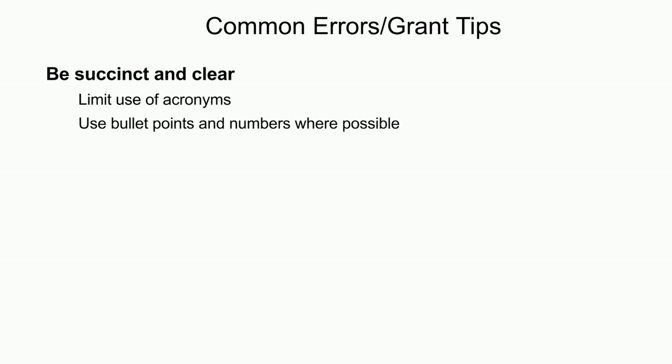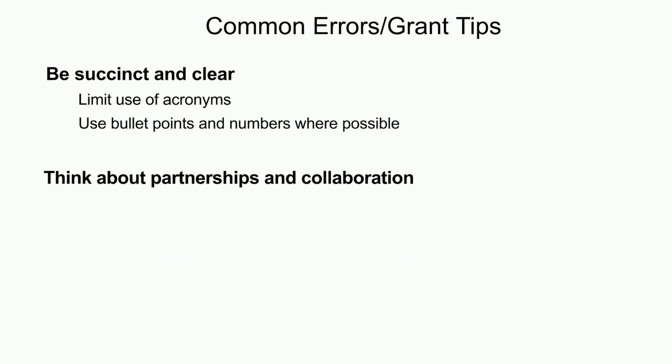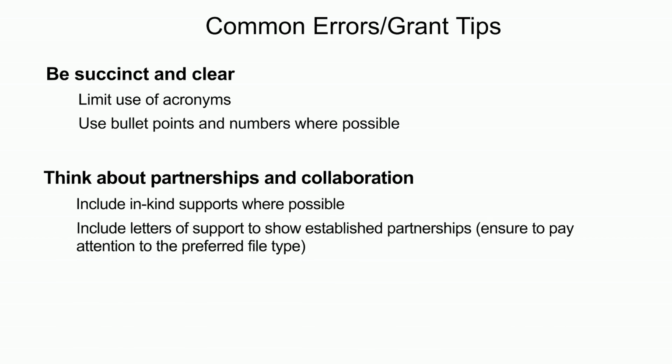Your application can collaborate or partner with other agencies. This can include going in on an application together or leveraging in-kind support to bring down the overall budget of your proposed program. Ensure to include letters of support to show established partnerships, paying attention to the preferred file type. Reviewers cannot score you on a letter that they cannot open. This goes for any files that you are uploading.